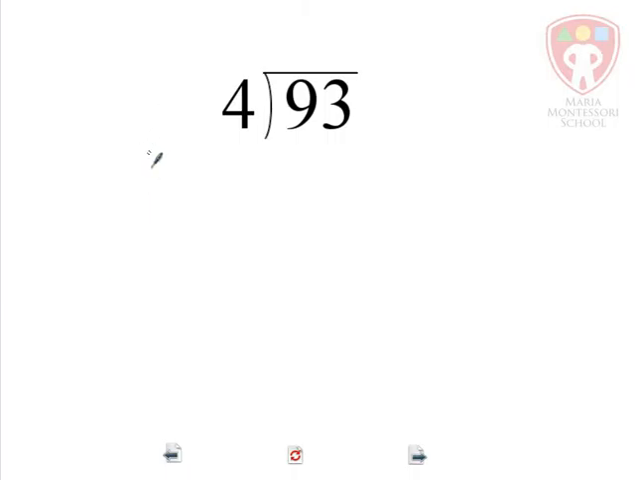Write this in your jotter. And please don't go ahead of me. Let's work at this together. 4 into 93. Well, first, how many 4s are there? 9, 2, of course. And the remainder is 1, so we'll write that there.